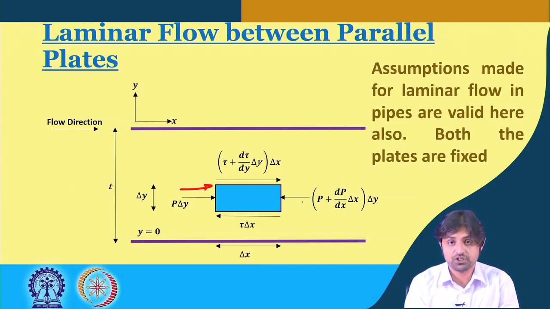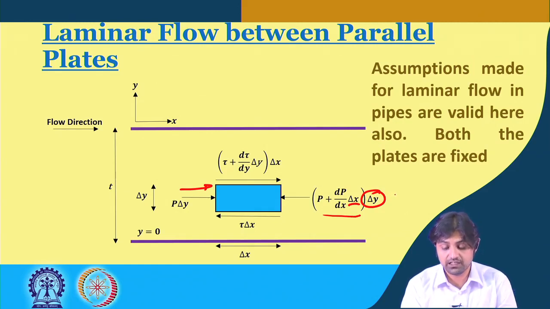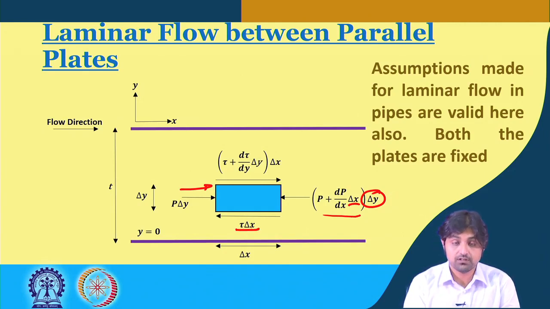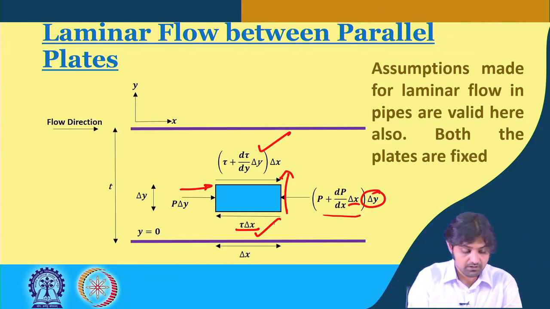If there is a pressure gradient dP/dx, then over the length delta x, the pressure will become P plus (delta P by delta x) into delta x. This will be multiplied by the area delta y into 1, because we have assumed a unit length in the other direction. Similarly, tau delta x is the force per unit length, and if we assume that the shear stress is increasing in this direction by delta tau, delta y, this is the force in the other direction.